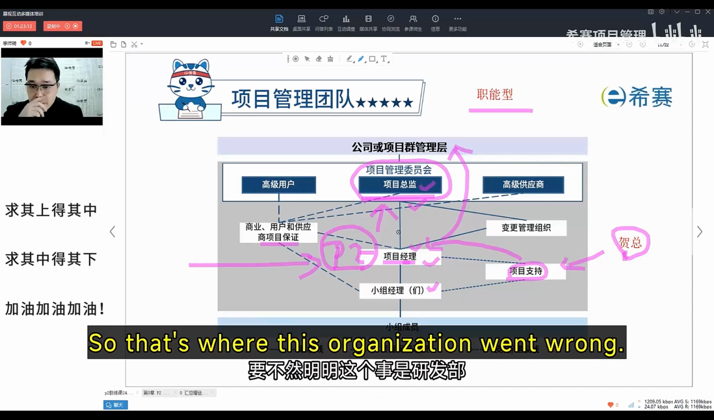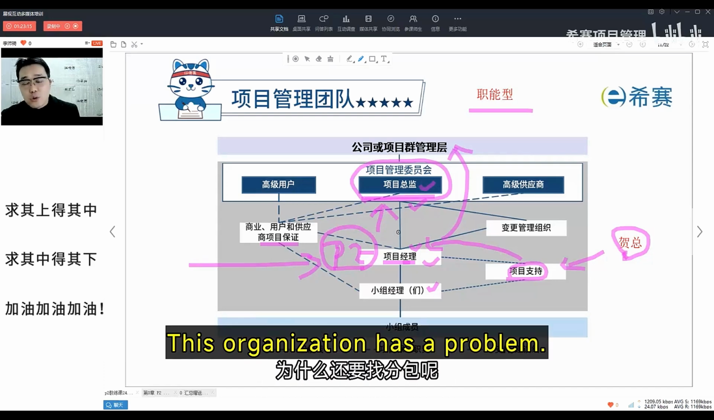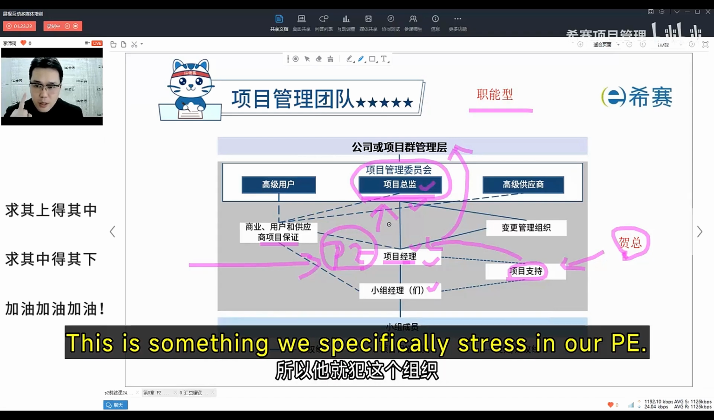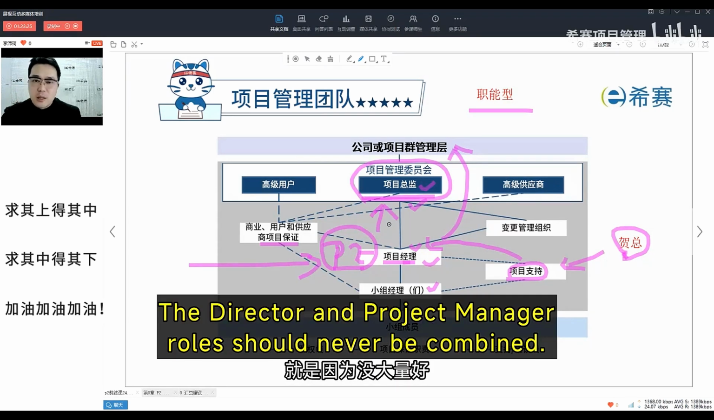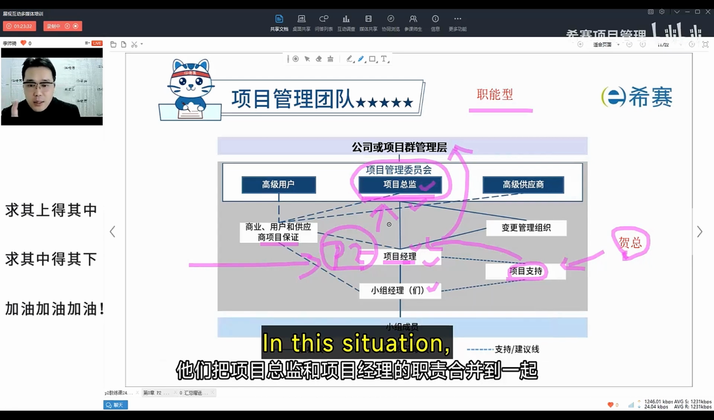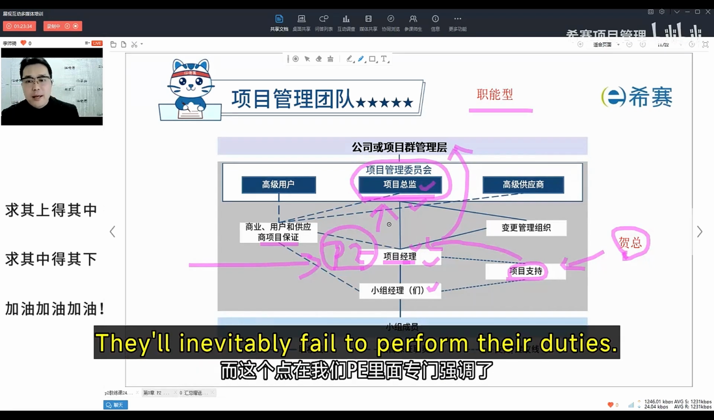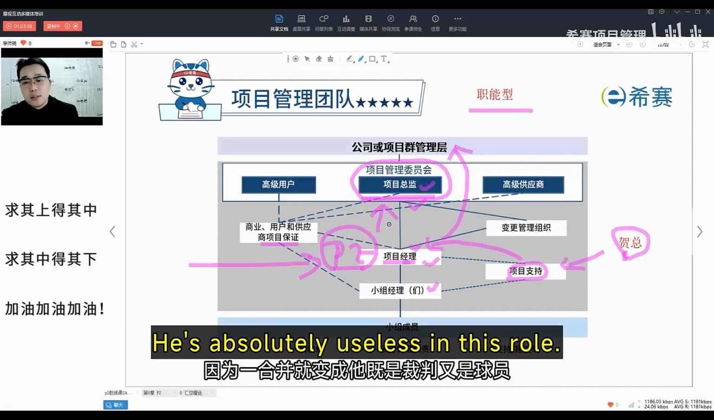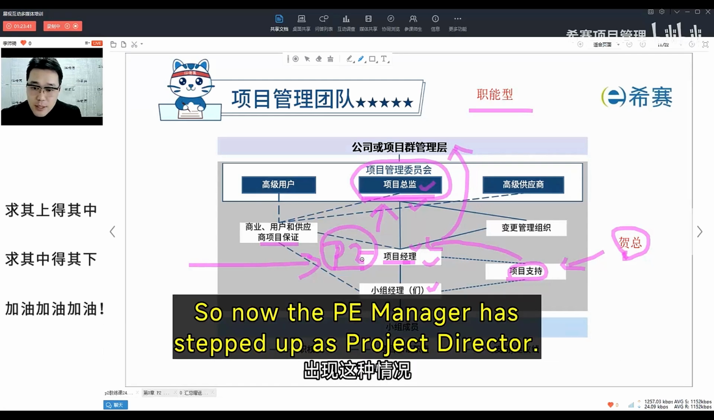So that's where this organization went wrong. It's because they didn't think it through properly. This organization has a problem. They merged the roles of project director and project manager. This is something we specifically stress in our PE. The director and project manager roles should never be combined. It's like being both the referee and the player at the same time. In this situation, they'll inevitably fail to perform their duties. It's bound to happen. He's absolutely useless in this role. So now the PE manager has stepped up as project director.